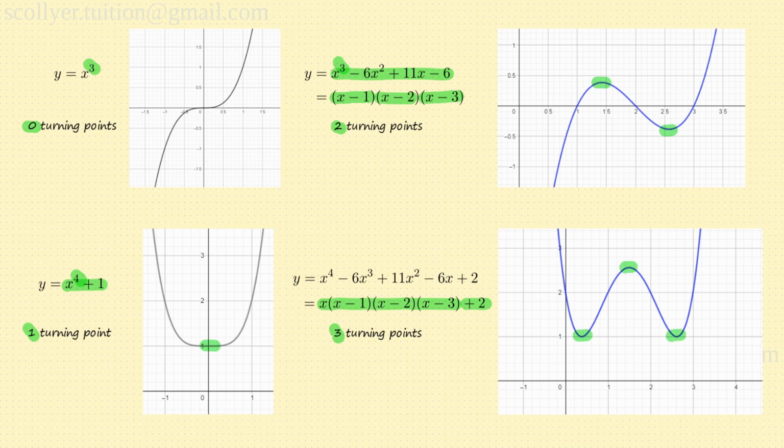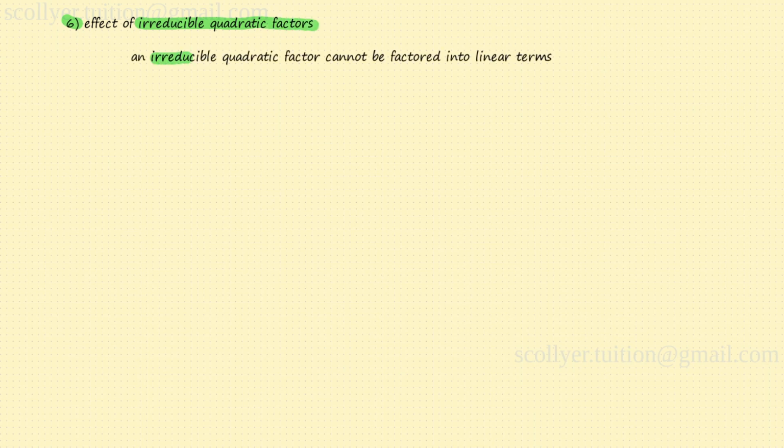Point 6. What is the effect on the graph of a polynomial of irreducible quadratic factors? And an irreducible quadratic factor is one which cannot be factored into linear terms.